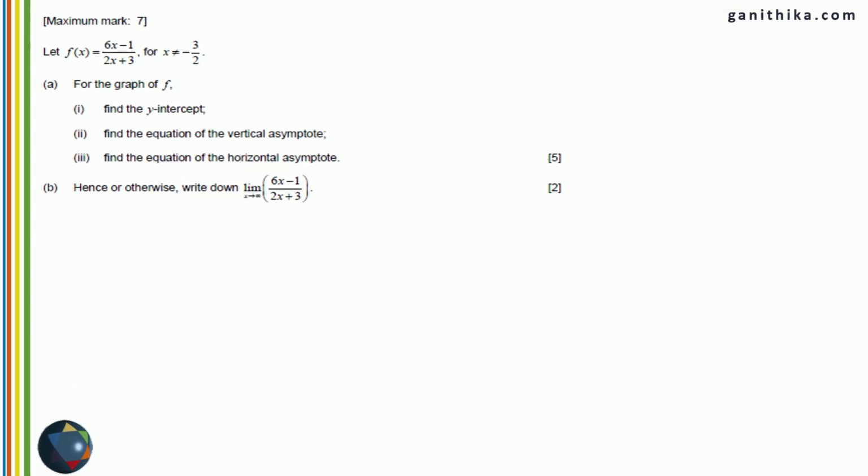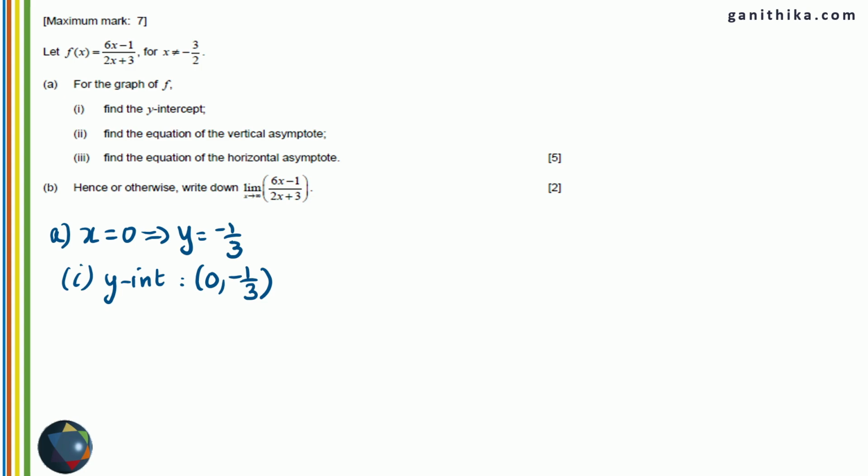f of x is 6x minus 1 over 2x plus 3, and this is also another rational function. We have to find the y-intercept, which is easy to find. Put x equal to 0 and the y-intercept is 0 comma negative 1 over 3. That's easy. Find the equation of the vertical asymptote. Be careful. The equation of the vertical asymptote is when the denominator equals 0. If you put the denominator 2x plus 3 equal to 0, you will get x equal to negative 3 over 2. Don't simply write negative 3 over 2. It is x equal to negative 3 over 2 that is the equation of the vertical asymptote.